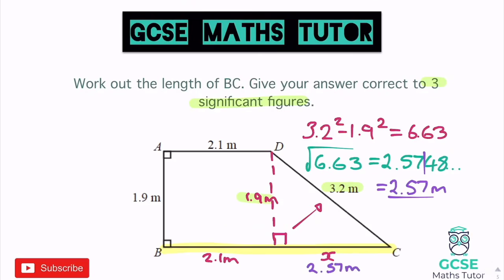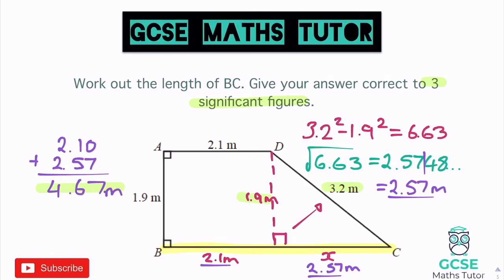I can label that down here, 2.57 meters. Now I can work out the full length of BC there, because we've got the 2.1 and the 2.57, and if we add those together, 2.1 plus 2.57 comes out as 4.67. So let's just write the working out for that up here. 2.1 add 2.57. I should probably tidy that up with a 0, and that comes out as 7, 6 and 4. So 4.67 meters, and there is our final answer for that question.